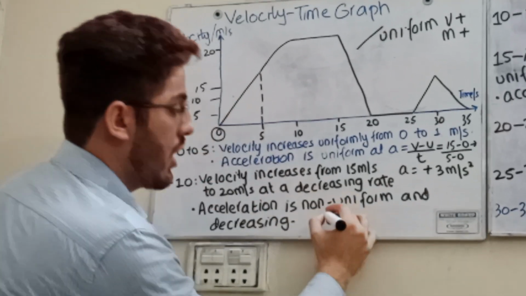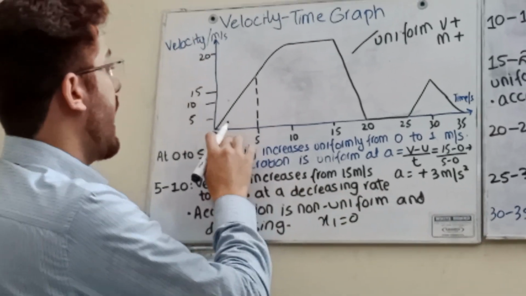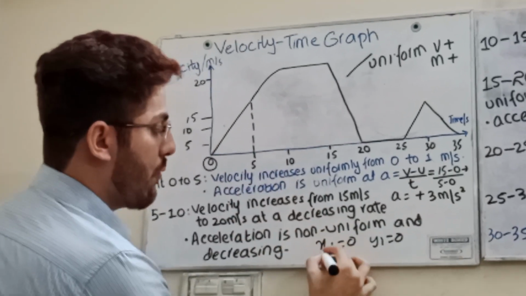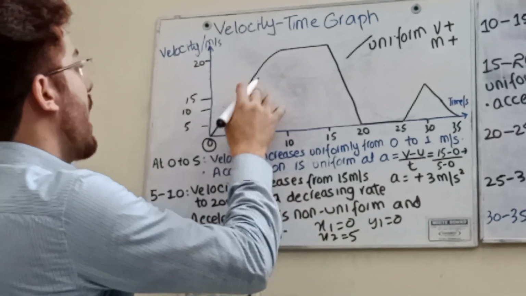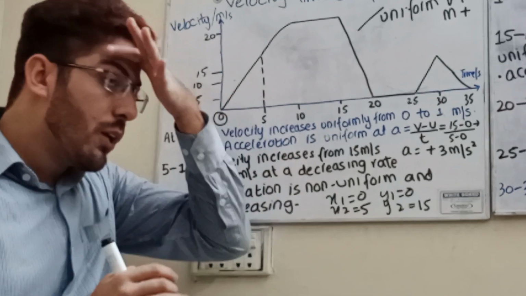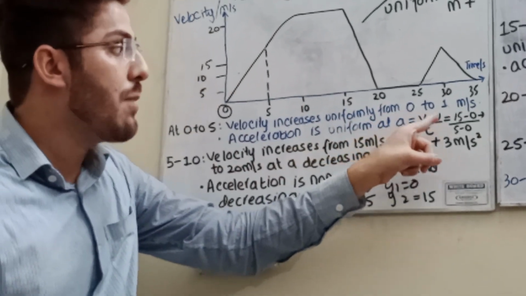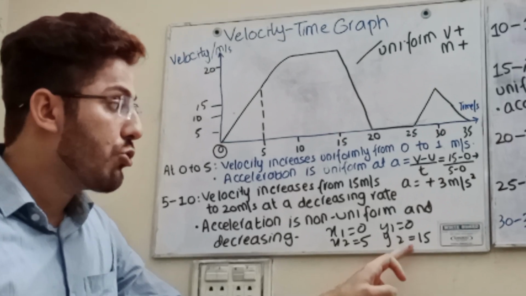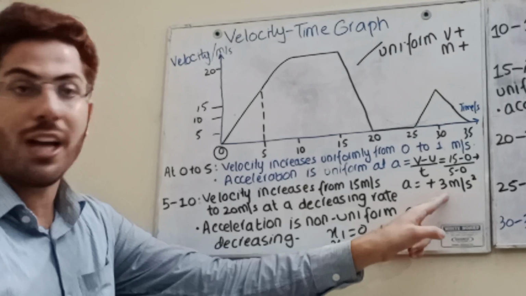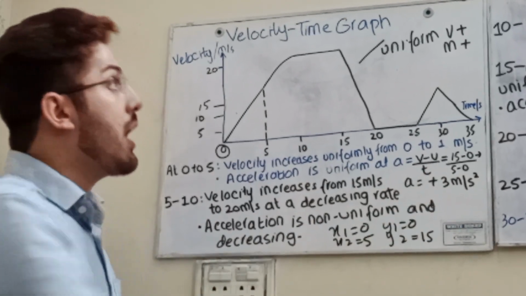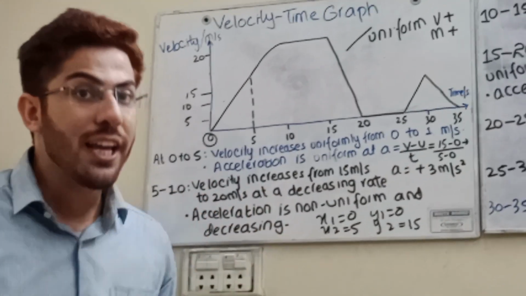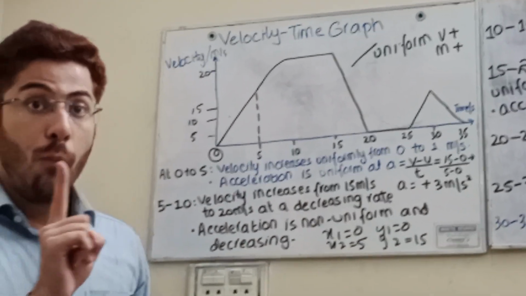This is the initial point. x1 is 0, and definitely y1 we got 0, and x2 we have 5, and y2 we have 15. Okay, student. So now we are going to apply the formula of acceleration. We know that it is final velocity minus initial velocity divided by final time minus initial time. I got the answer 3 meter per second square, which is definitely positive. Velocity is positive. It means that acceleration is positive. Okay. Now uniform, remember.